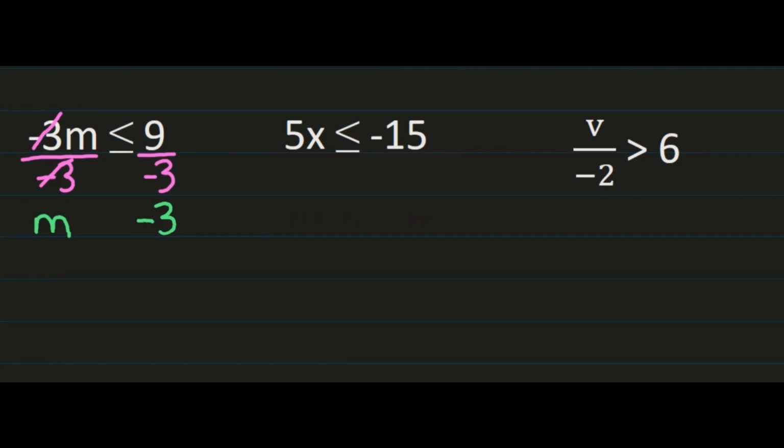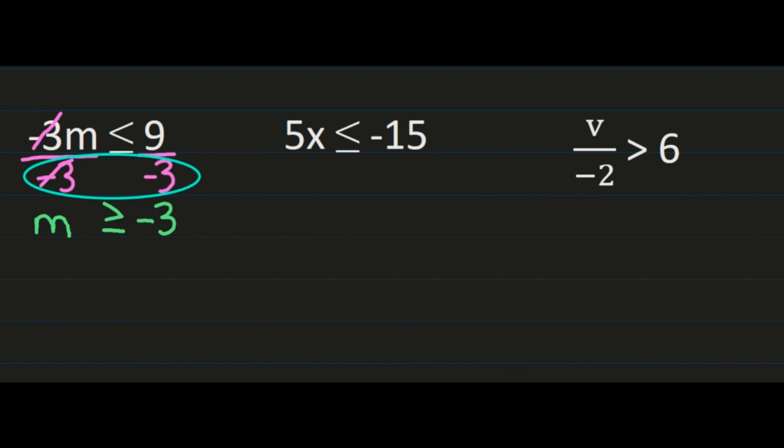Now, what you need to notice here is that in our step, we divided the left-hand side and the right-hand side by negative 3. If I divide both sides by a negative, then I have to flip my inequality sign. So instead of a less than sign, I'm going to have the greater than or equal to sign. So my final answer is m is greater than or equal to -3.